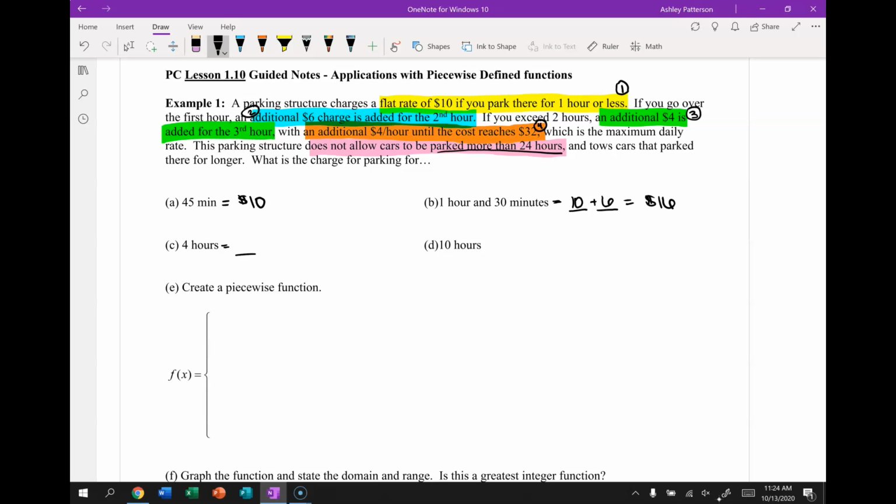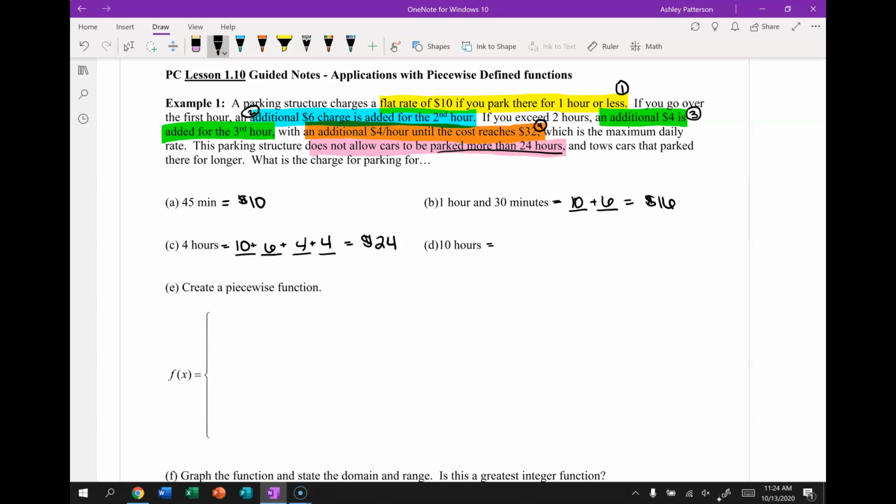For 4 hours, I'm going to count 1, 2, 3, 4 hours. The yellow highlighter tells me I paid $10 for the first hour, 6 for the second, 4 for the third, and then 4 more for the fourth. So I am at $24 for 4 hours.